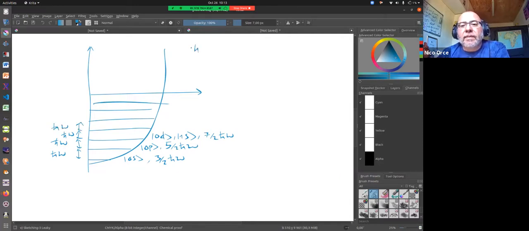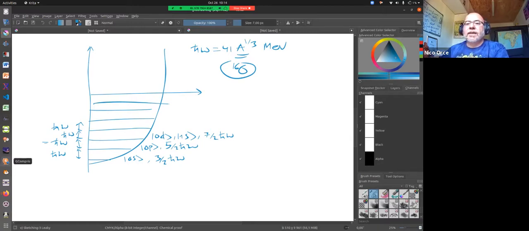And this h bar omega is normally given by 41 A to the -1/3 in MeV. So it depends on the nucleus itself. For oxygen 16, we'll have 41 times 16 to the -1/3, and that will be the energy here. For oxygen 16, for instance, the harmonic oscillator energy difference between one level and the other one will be 41 times 16 to the -1/3. That will be 10.3 MeV.